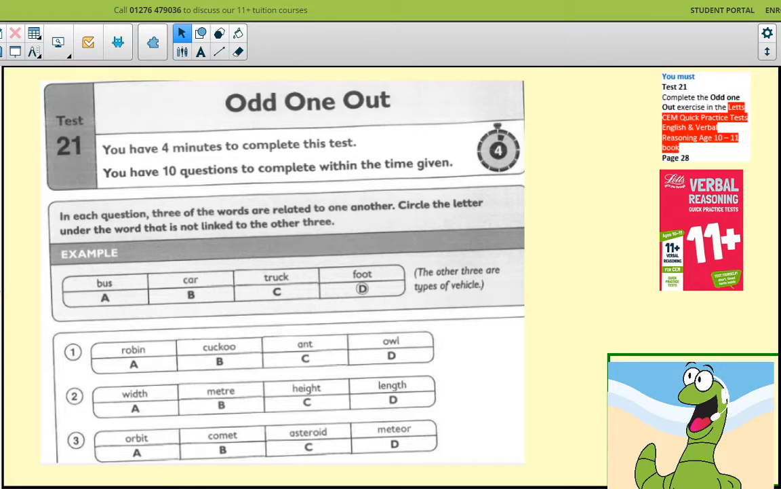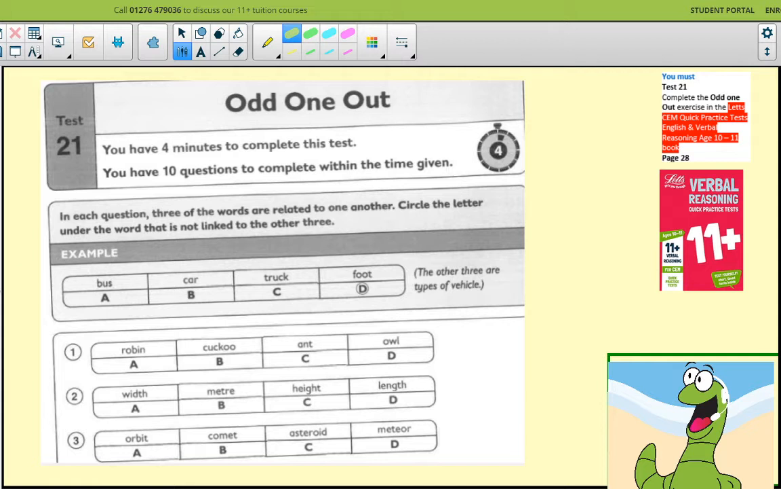Ideally, we'd like you to try and stick to the timing guidance given as far as possible to help you practice for the real exam. So in this one, you had 4 minutes to complete the test and 10 questions to complete in that time. And in each question, 3 of the words are related to each other and 1 is not. So you had to circle the letter under the word that is not linked to the other 3. And in this example here, we have bus, car, truck and foot. So our answer was D, foot, because the other 3 are types of vehicle.